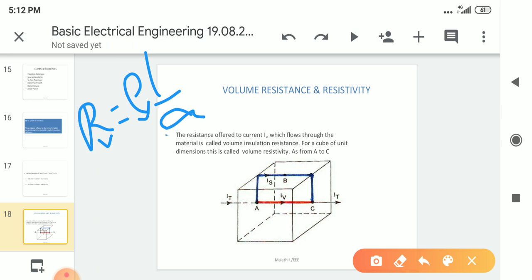R is equal to rho L by A. Here RV is the volume resistance, meaning it is the resistance offered to the current which flows through the volume of the material.